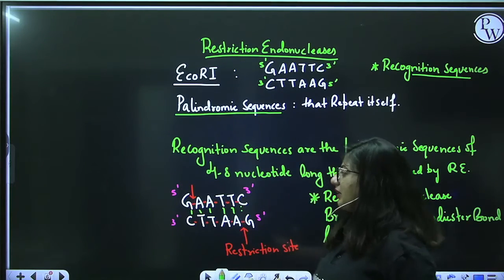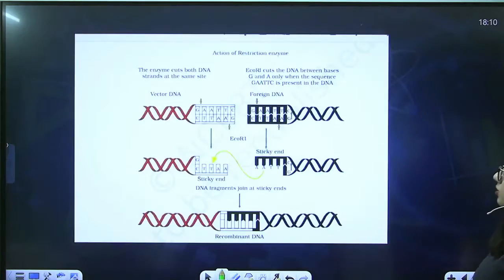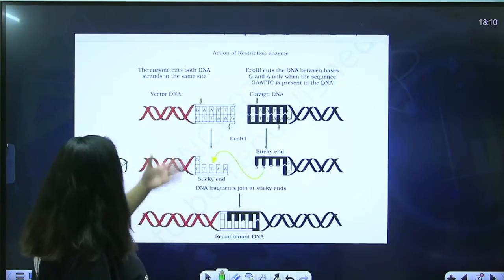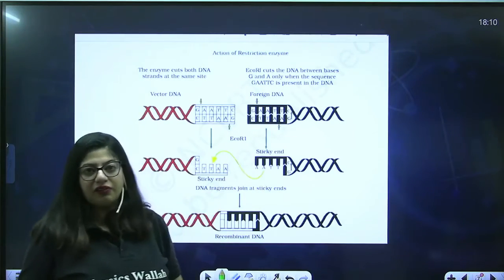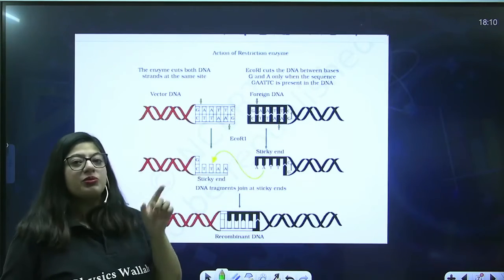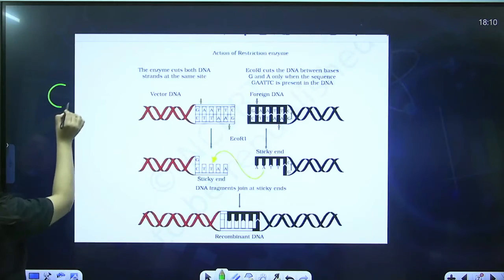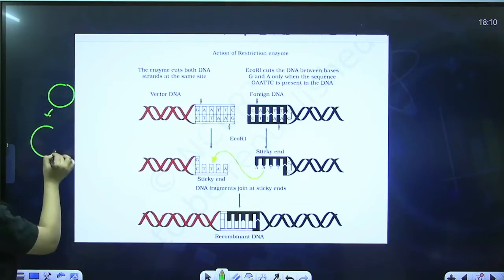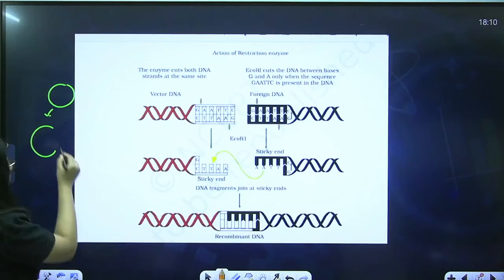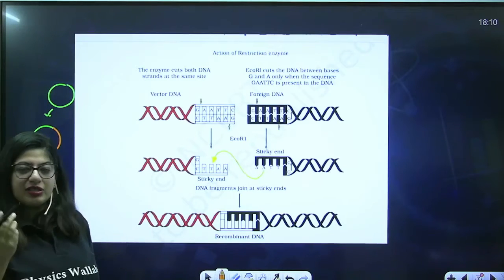All right, let's see in more detail how the working happens. You must have seen this in the NCERT also. This is a piece of DNA we have. This is another piece of DNA that we have. Imagine this is a foreign DNA, this is a vector DNA, the plasmid we have done. If you remember what we have done so far, we had a plasmid, we made a cut in it, and then we had a foreign DNA that we had already cut from the main genome, and then we add it and make the recombinant DNA.